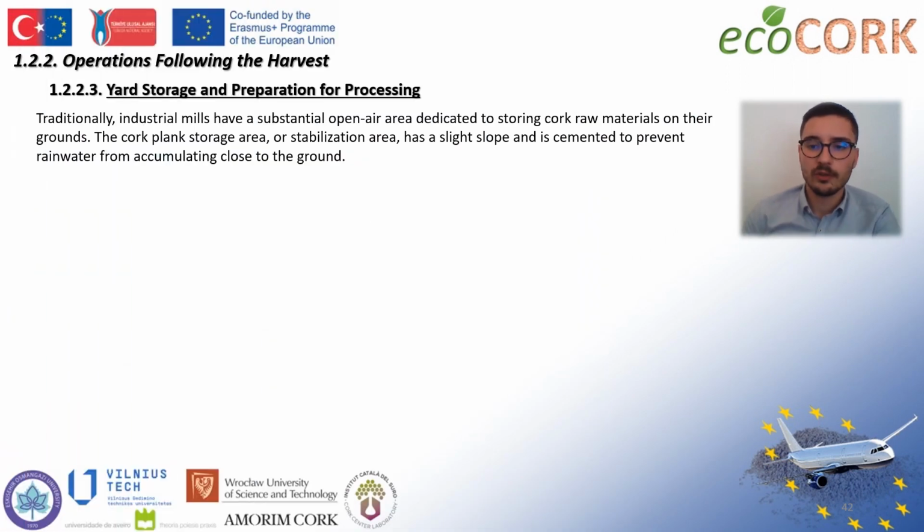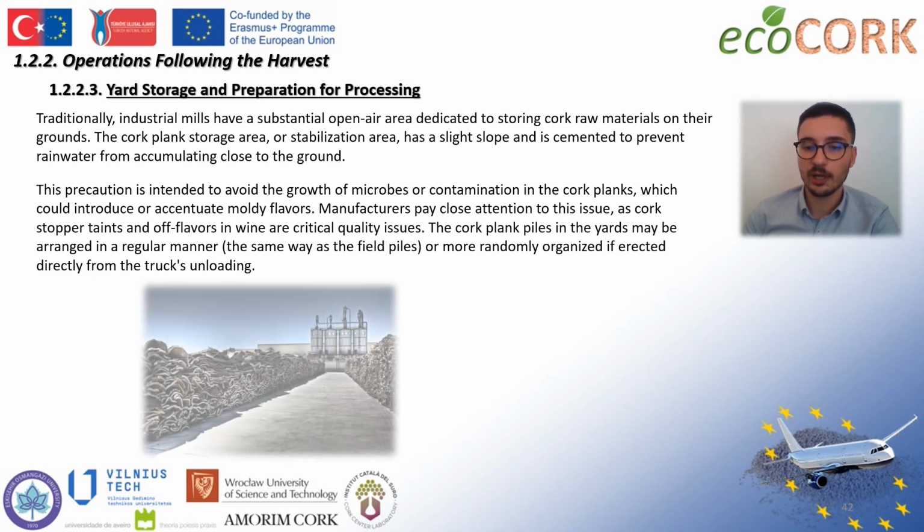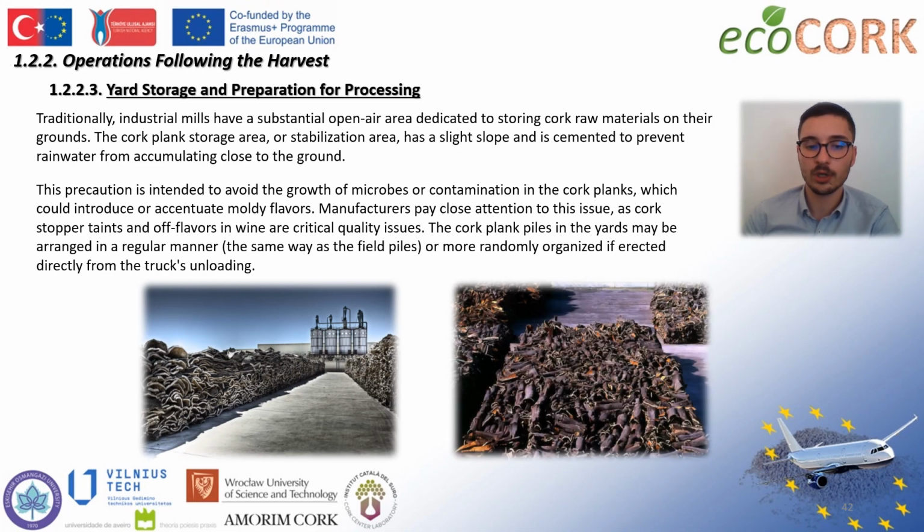Traditionally, industrial mills have a large open area on their grounds where they store cork raw materials. The cork plank storage area, also called the stabilization area, has a slight slope and is cemented to keep rainwater from collecting close to the ground. This safety measure is meant to stop microbes or contamination from growing in the cork planks, which could cause or bring out moldy flavors. Cork plank piles in the yards can be set up in a regular way or in a more random way if they are set up right after the truck is unloaded.